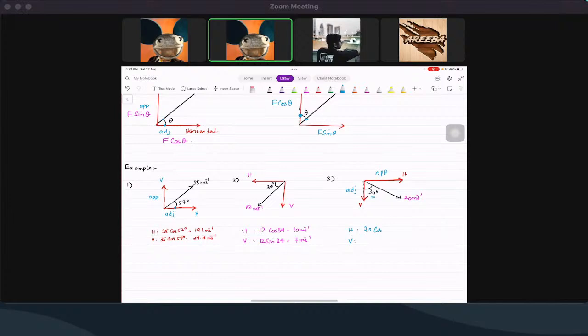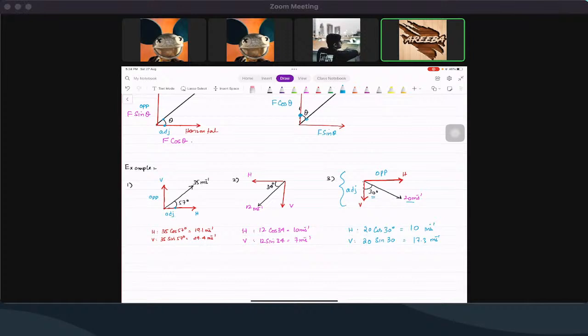You're looking at this, no? Yes, sir. It's 20 cos 30. Okay. And for the vertical one, it would be 20 sine 30, where 20 is the value and 30 is the angle. Understood? Yes, sir. So this is going to be 10, this is going to be 17.3. You can solve it. Do you understand now?